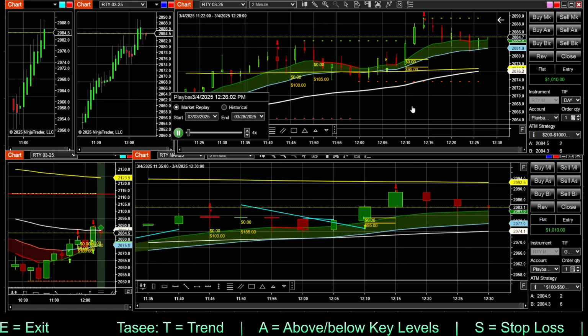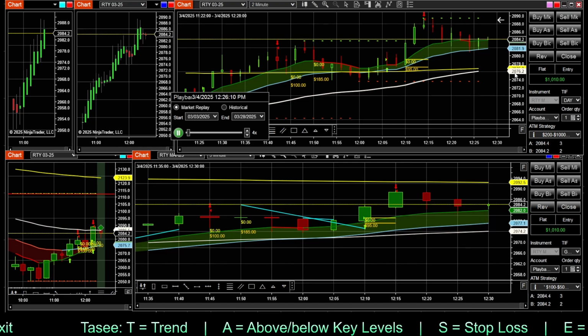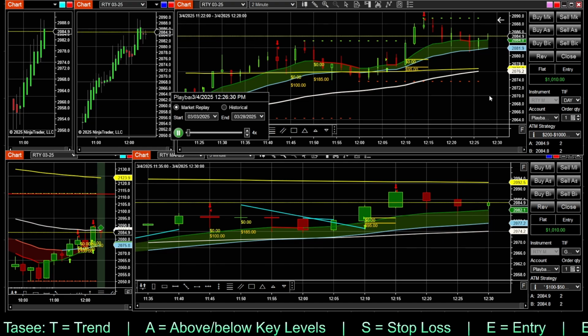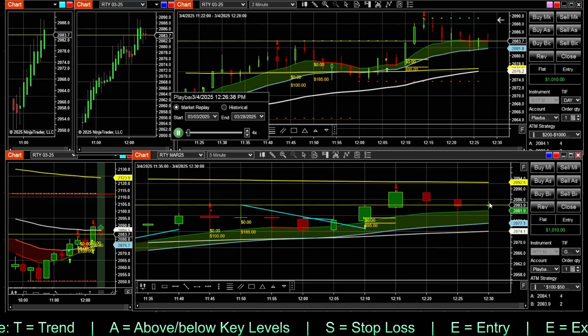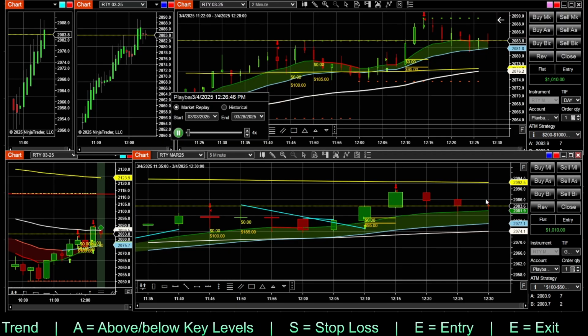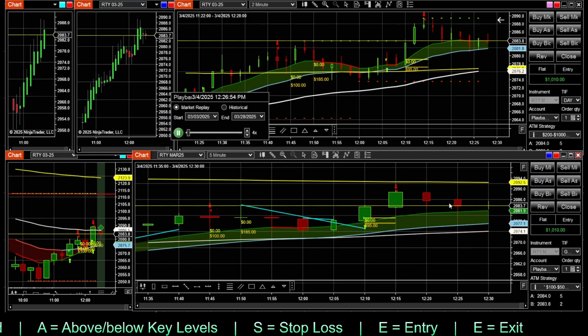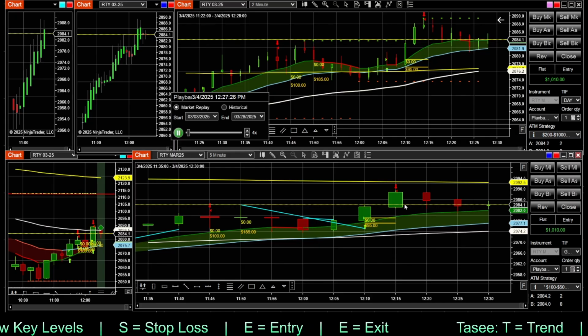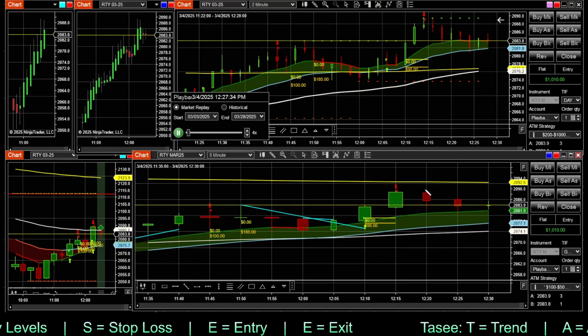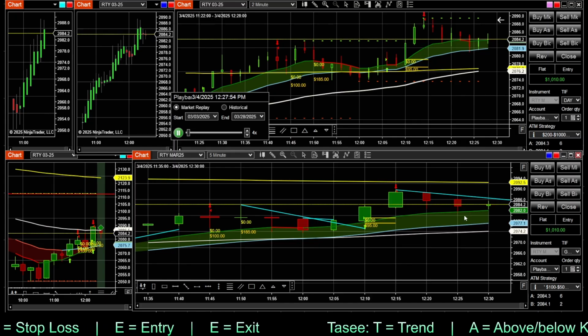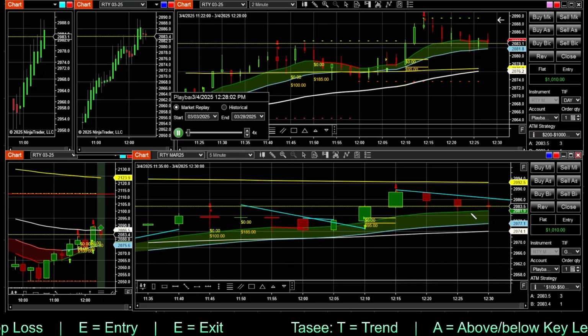Now, before we take our entry, we want to look at what's happening over here on the 2-minute chart. Okay, so here our green is right here at our body. That's good, but it hasn't gone up above the body, which is what we're looking for. We're looking for a breakout above this body here.